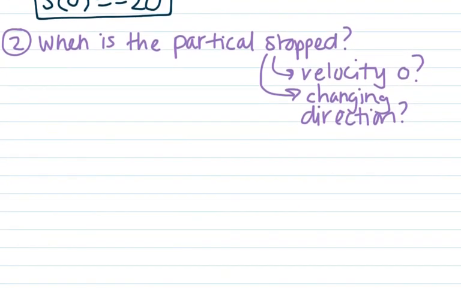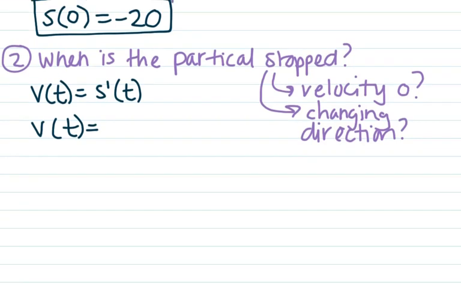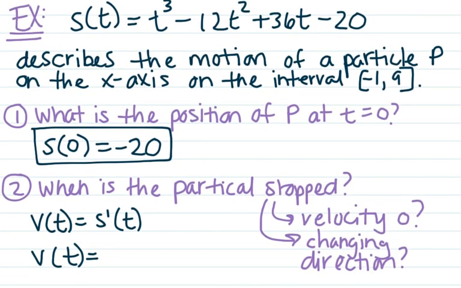The easiest way for most of us to think about it is just its meaning to find the velocity function and set it equal to 0. And if we remember, the velocity function is equal to the first derivative of the position function. So in this case, let's take a look. That's going to give us 3t squared minus 24t plus 36, just using our power rules.